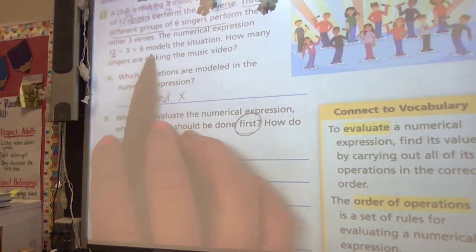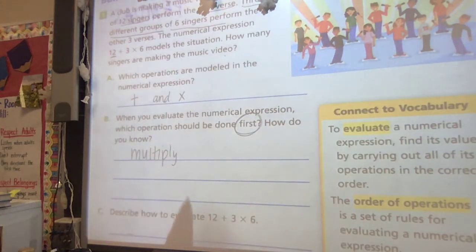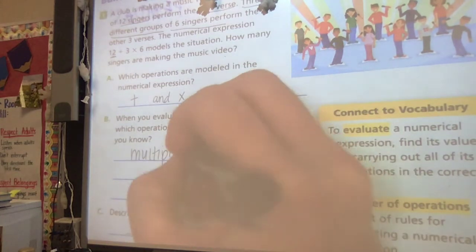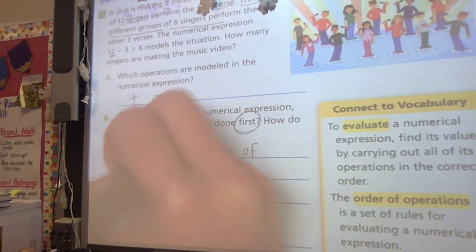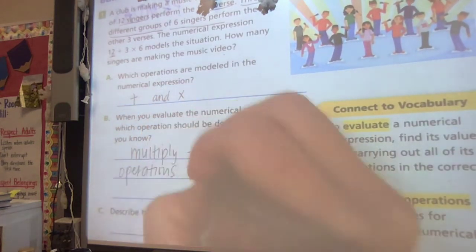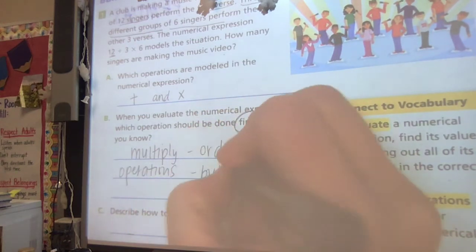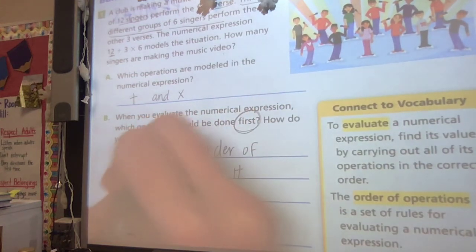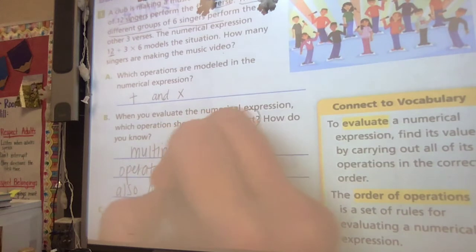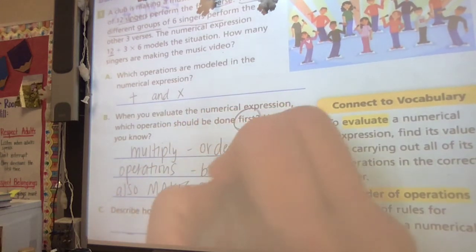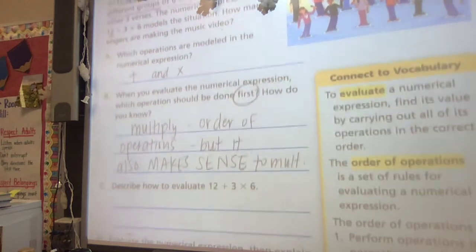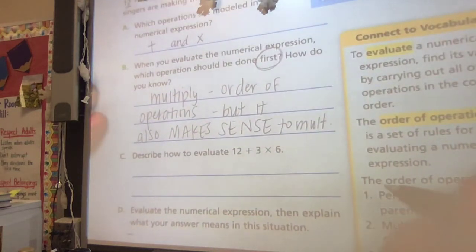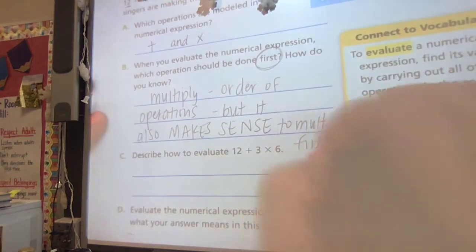We had 3 groups of 6. So that gave us our 18. Then we add the 12. So the order of operations tells us to multiply first, but it also makes sense. Don't we say that all the time? So we're not just going to memorize this rule, it also makes sense to multiply first.